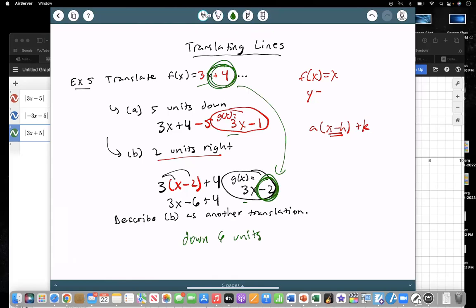Right, so if you just subtracted 6 here, 4 minus 6 gives you minus 2, right? You would get the same exact line. So you can describe this as 6 units down or 2 units to the right. You'll get the same exact line. So you could always describe these as 2 different ones.